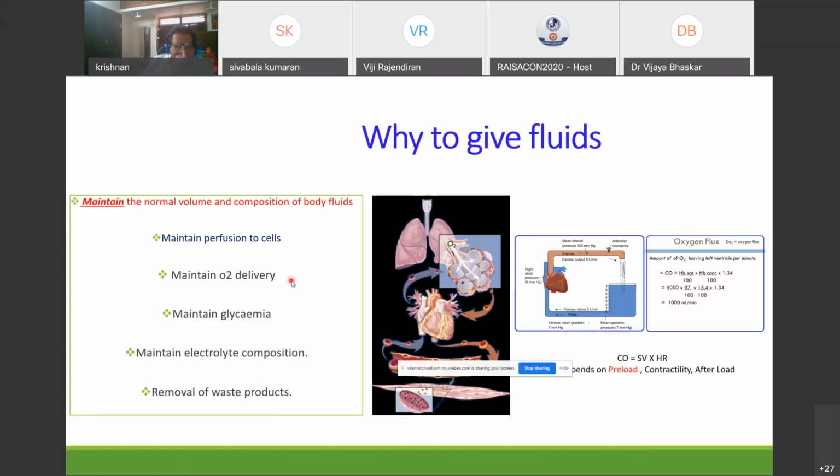So if you are not able to give adequate oxygen, or if you are not able to maintain glycemia, what happens is the cell undergoes cellular destruction. So this is called anaerobic metabolism with cellular destruction, hypoxic cell injury. So one of our aims is to prevent this hypoxic injury.